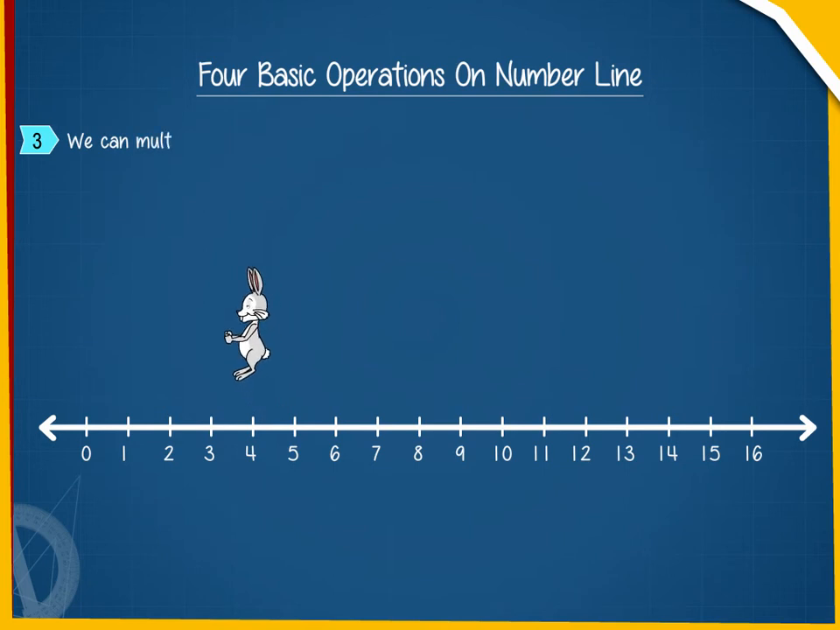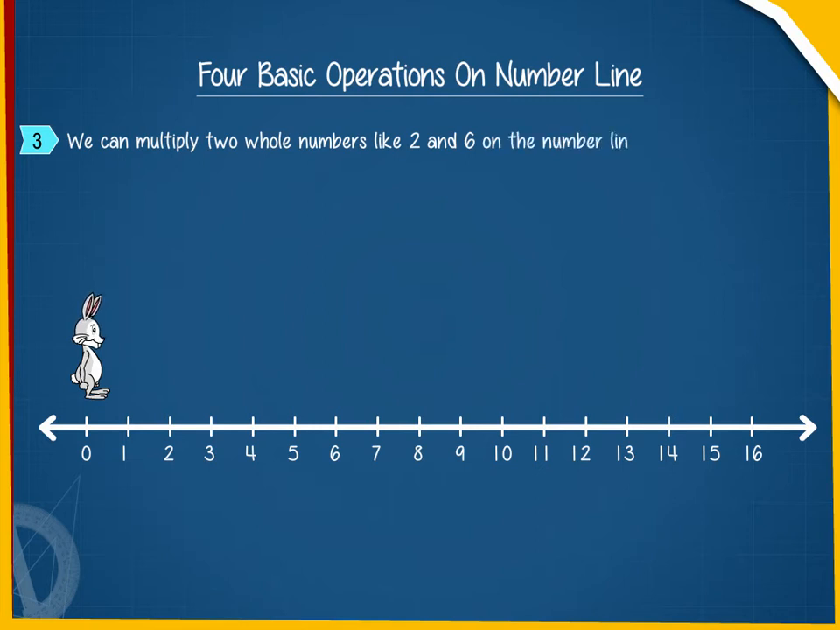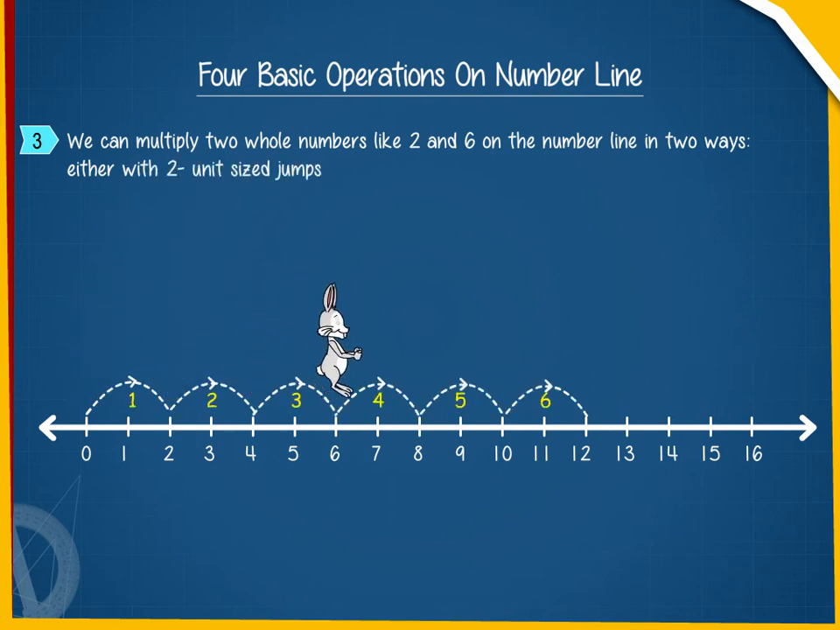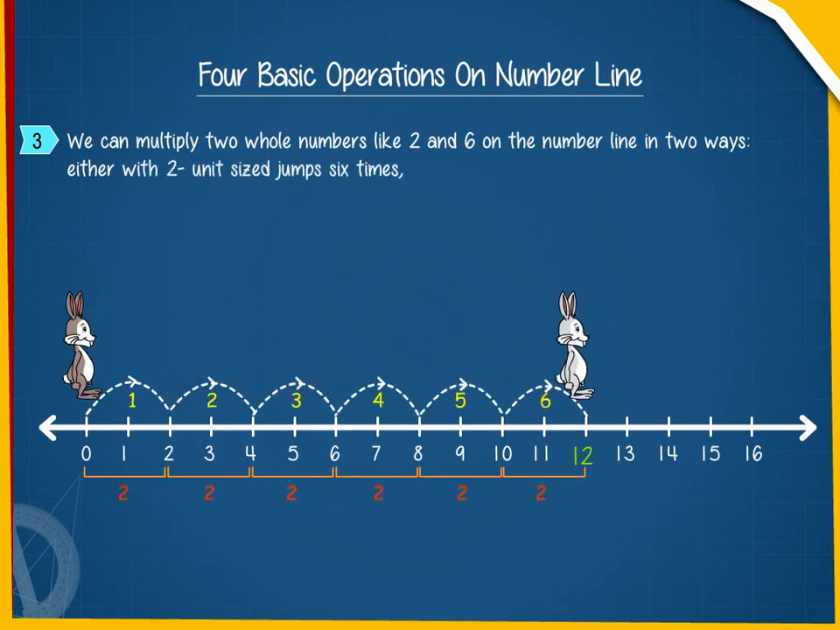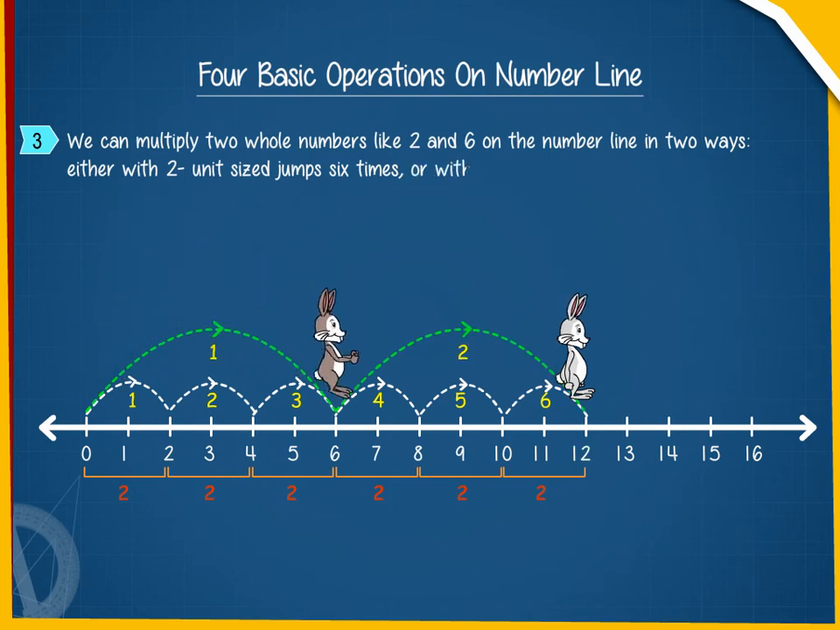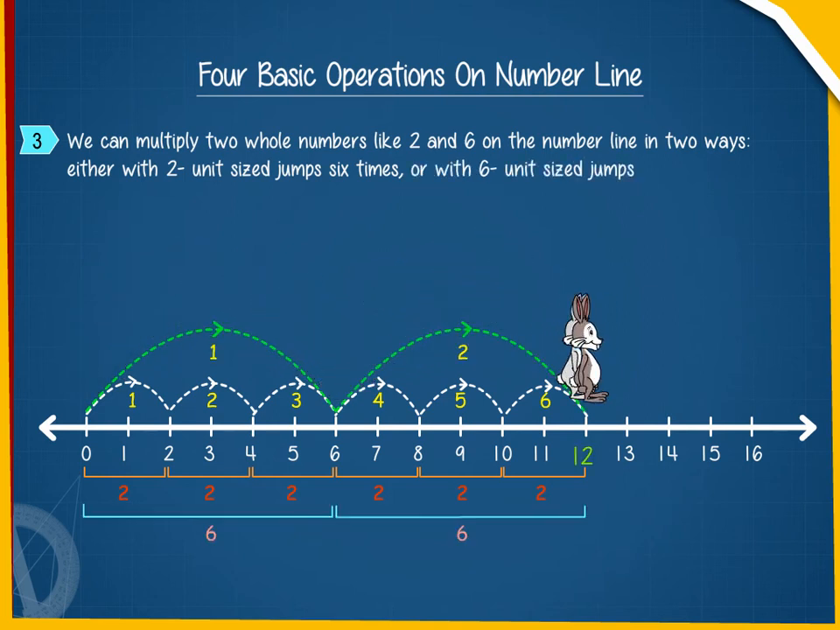We can multiply 2 whole numbers like 2 and 6 on the number line in 2 ways. Either with 2 unit-sized jumps 6 times or with 6 unit-sized jumps 2 times towards right. 2 into 6 is equal to 12.